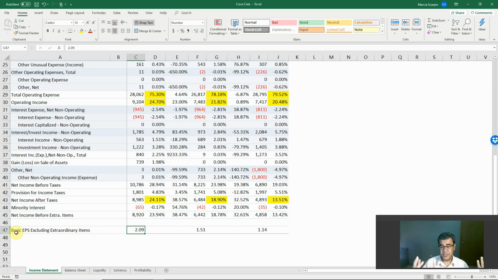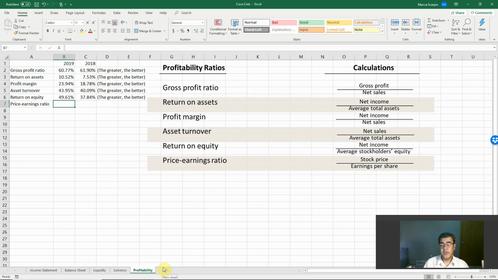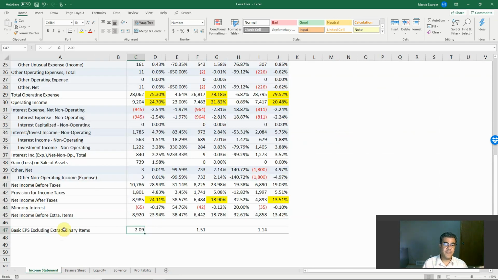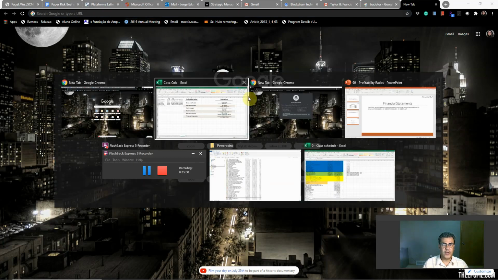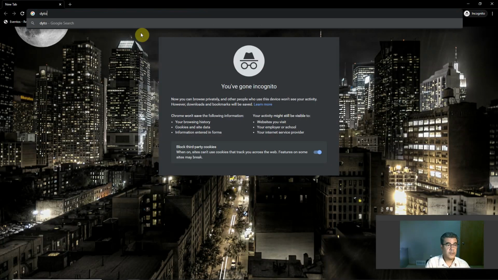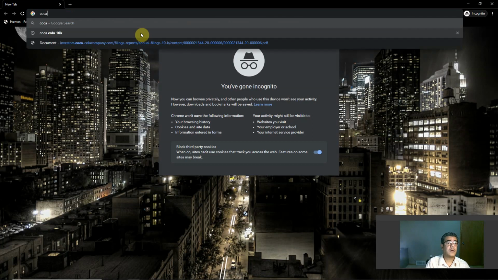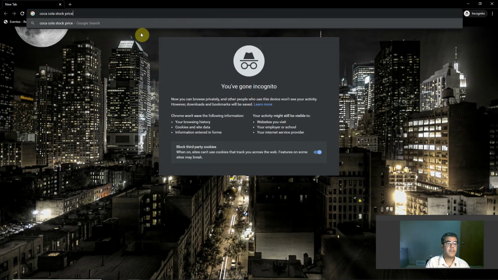And the price earnings ratio or PE ratio will be the same or almost the same. So it doesn't matter. Usually we work with the basic EPS, excluding extraordinary items because we don't want the extraordinary items because they are only for one particular year. How do we know the stock price? Let's go to Google. Let me open this one, is better. The stock, so Coca-Cola stock price.